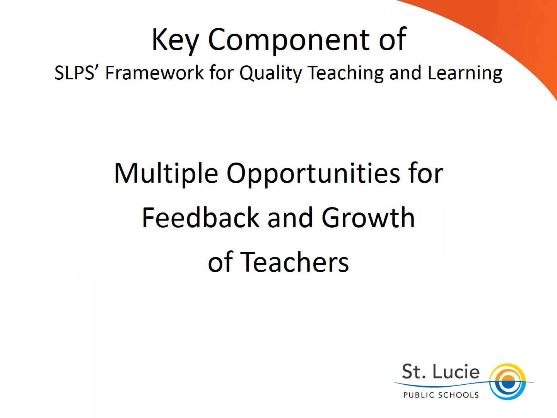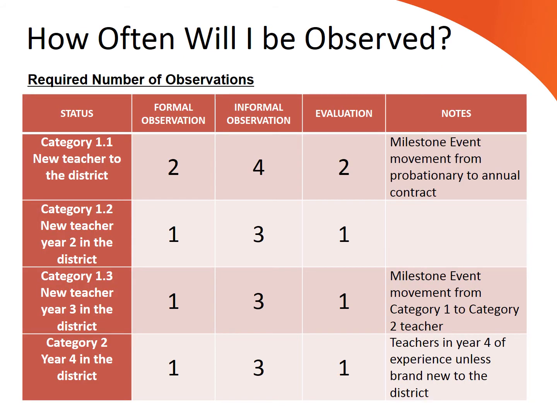Our plan provides multiple opportunities for observation and feedback that is designed to affect growth of teachers. So how often will classroom teachers be observed? If you are a Category 1.1 teacher, you will receive 4 informal observations, 2 formal observations, and 2 evaluations, 1 at mid-year and 1 at year-end. All other categories, 1.2, 1.3, and 2.0, will receive a minimum of 3 informal observations and 1 formal with a year-end evaluation.